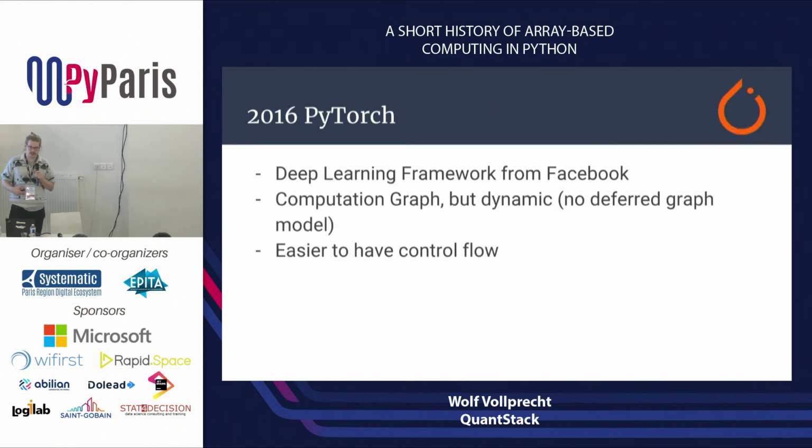And another big library that's now in the Python world that basically kind of came from, I think, Lua, is PyTorch, which is a deep learning framework from Facebook. And again, it features a computation graph, which in this case is dynamic. And it's not this static, deferred graph model that we were seeing in TensorFlow, which makes it a bit easier to have dynamic control flow than with TensorFlow, where you need to insert specific ops at the right places to actually simulate something like control flow.